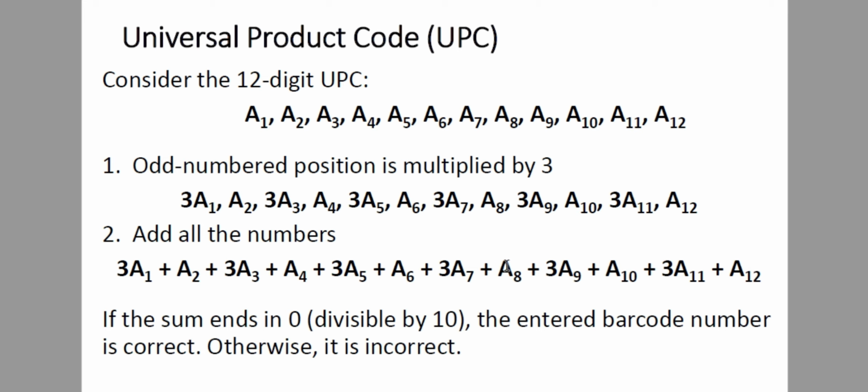Now, if the sum of these numbers ends in 0, or it is divisible by 10, then the entered barcode number is correct, or it is valid. So it's either divisible by 10 or it ends in 0, just like 10, 20, 30, 40, 100, 150, and so on. All of them are divisible by 10. If that is the case, then of course it is a valid barcode. Otherwise, it is incorrect or invalid.